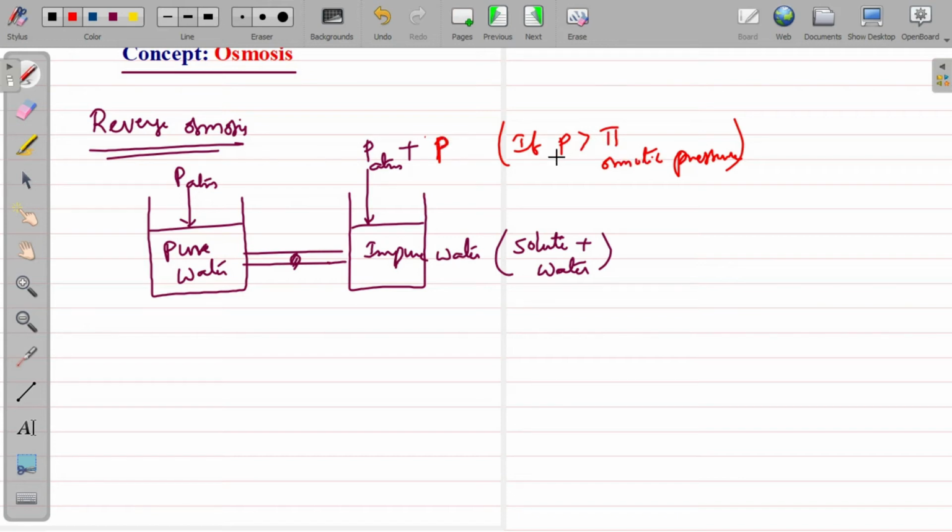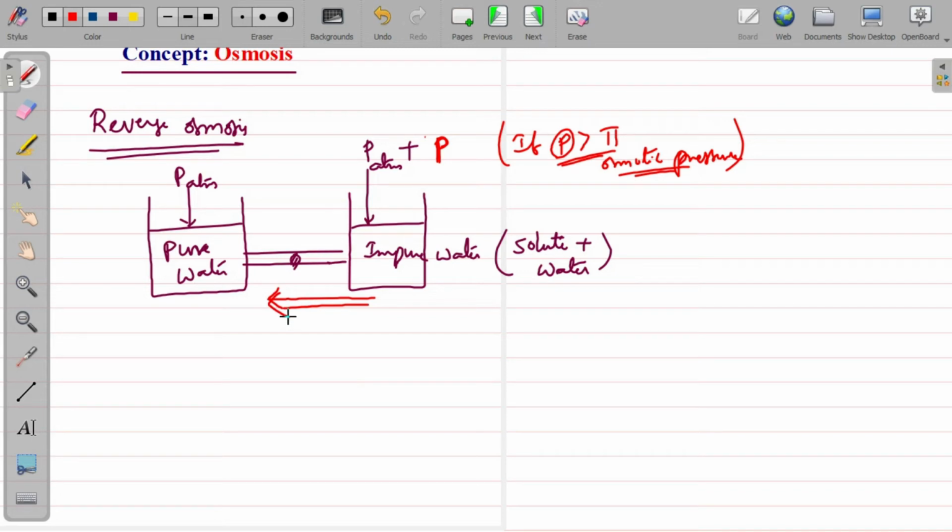Now, if you apply a pressure more than the osmotic pressure, which is a fixed value for the given system, then what happens? Now the flow will be from the right side to the left side. So if P is greater than the osmotic pressure, there will be net flow from right to left.